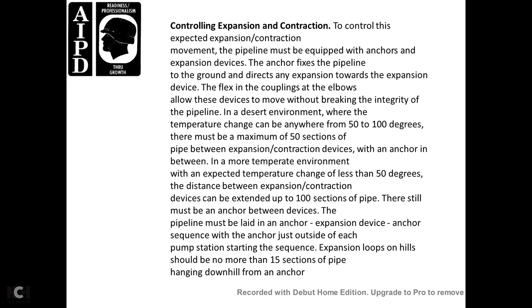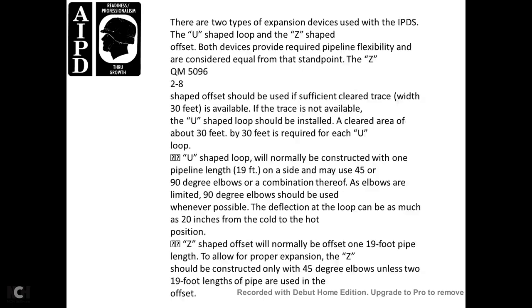In a desert environment where the temperature changes 50 to 100 degrees, there must be a maximum of 50 sections of pipe between the expansion and contraction devices, with an anchor between them. With a temperature change of less than 50 degrees, the distance between expansion and contraction devices can be extended to 100 sections of pipe. This still must be anchored between the devices, and the pipeline must be laid in the anchors of the expansion devices. The first anchor is just outside each of the pump stations, starting the sequence of expansion loops. On hills, there should be no more than 15 sections of pipe downhill from an anchor.